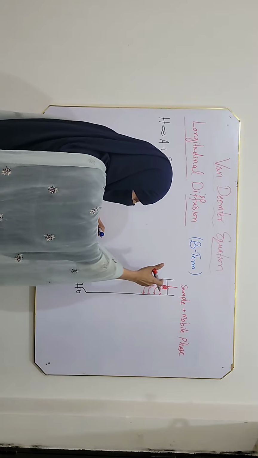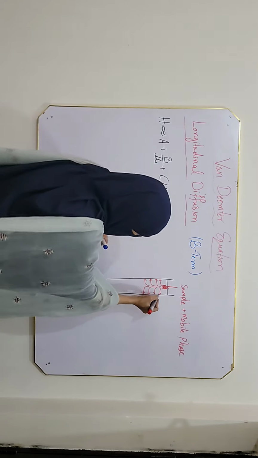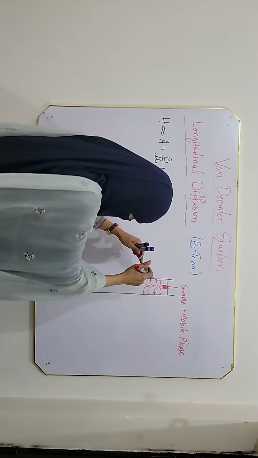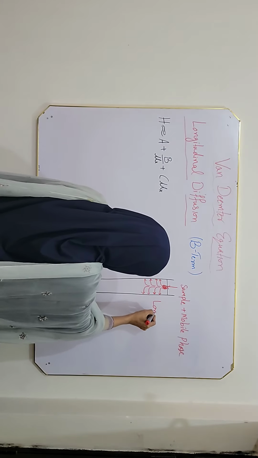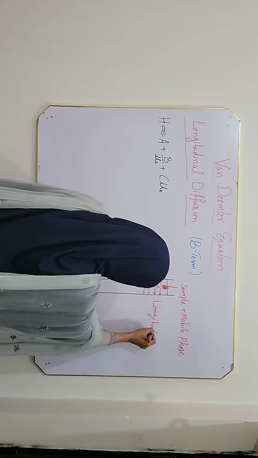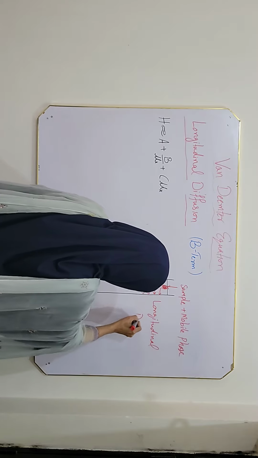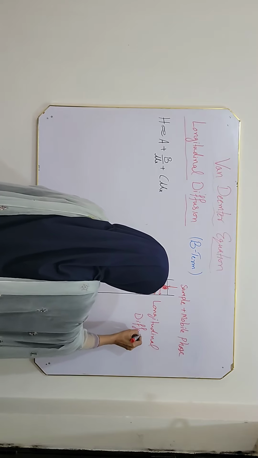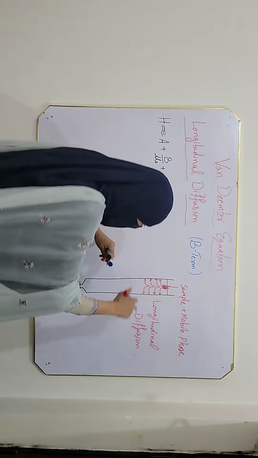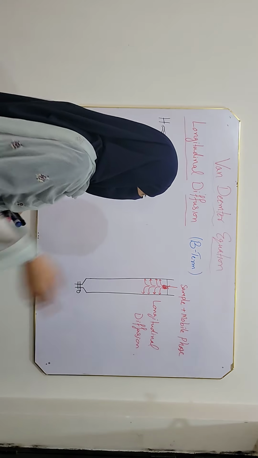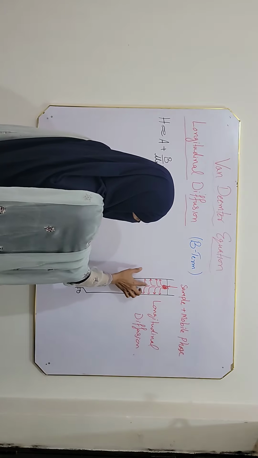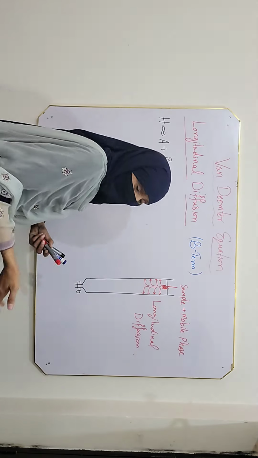Sample is flowing in this direction, column direction is also this, and sample is showing diffusion in longitudinal direction. So it is called longitudinal diffusion. So this is longitudinal diffusion, which is diffusion of sample in longitudinal direction towards walls of the column due to low concentration near the walls and high concentration in the center.